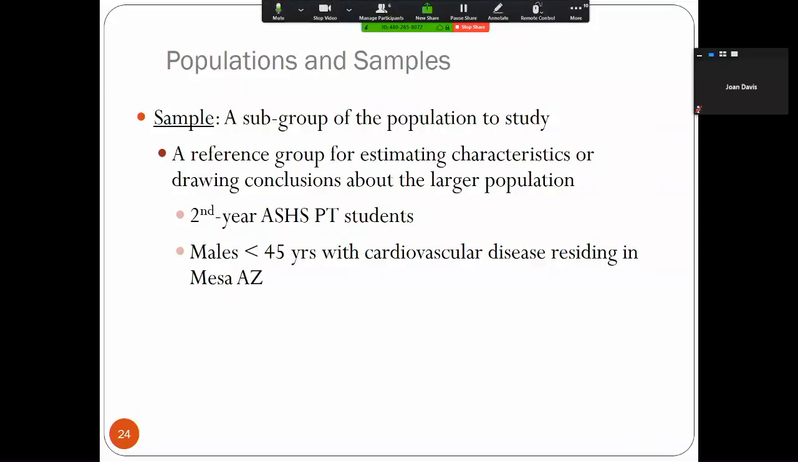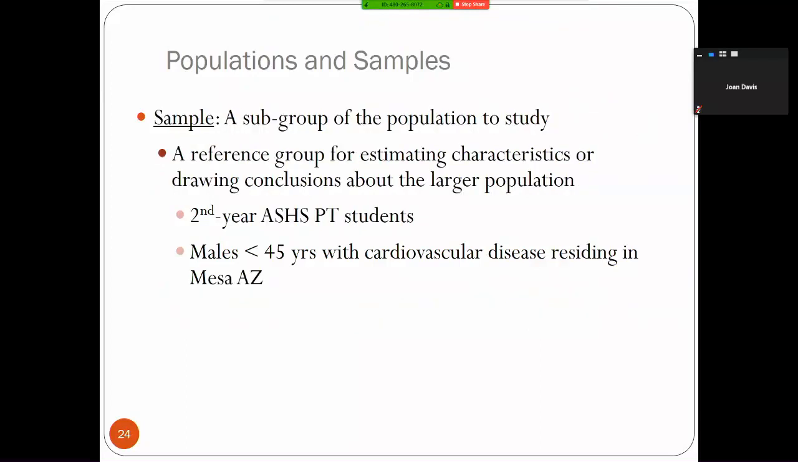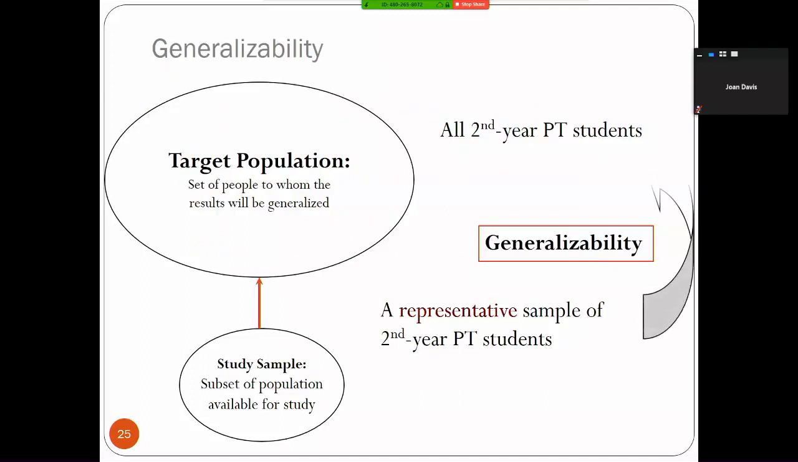In order to say something about that population, we obviously can't study all second-year PT students. What we do is we pull a sample, a subgroup from that population. We might study second-year PT students at ASHES only, with the intent to say something about second-year PT students from the population, or males under 45 with cardiovascular disease in Mesa, Arizona, and say something about males under 45 with cardiovascular disease. So what we want to do is take the study sample and generalize to a much larger population.